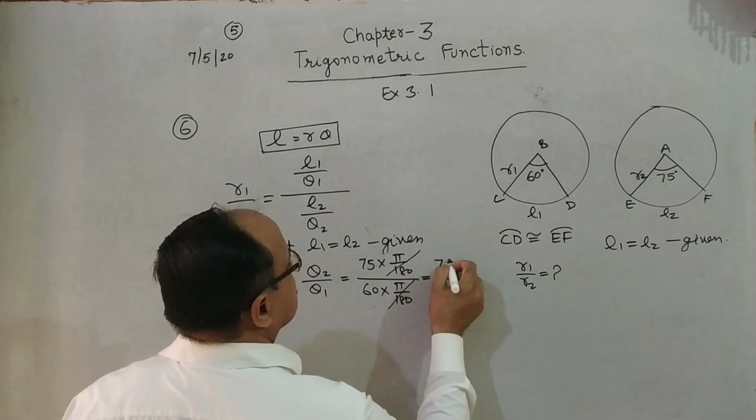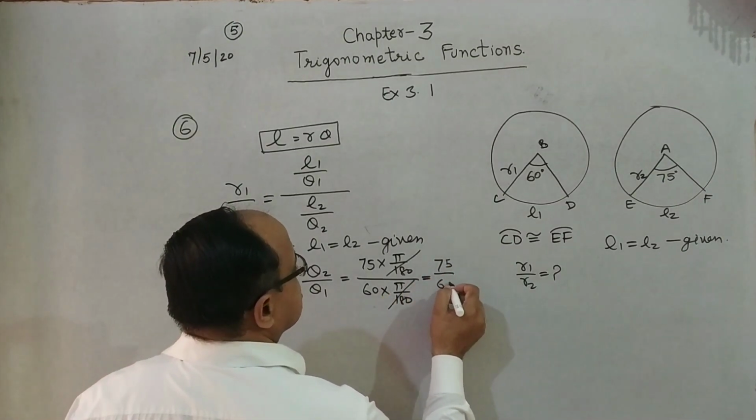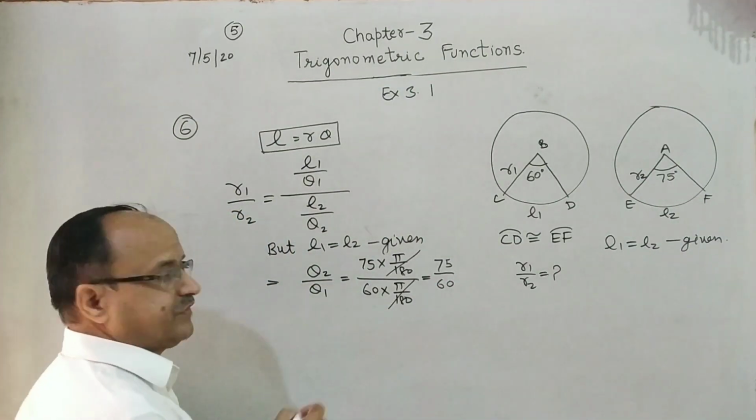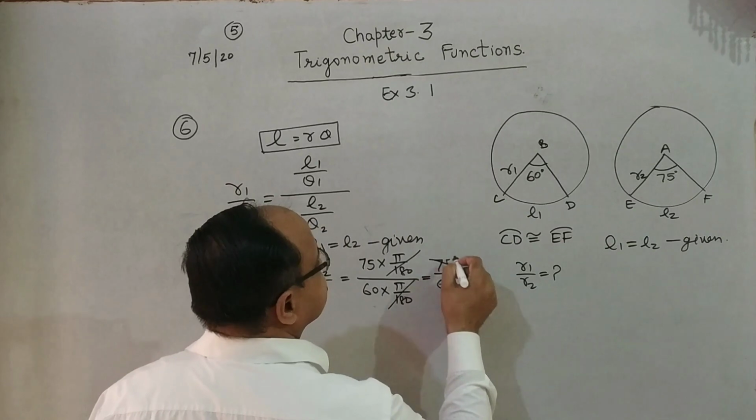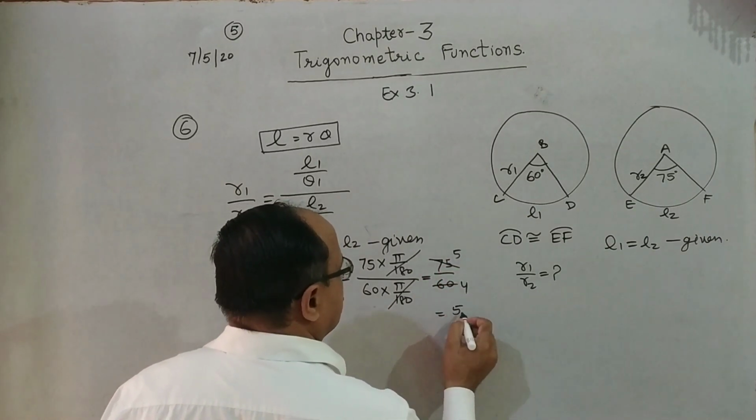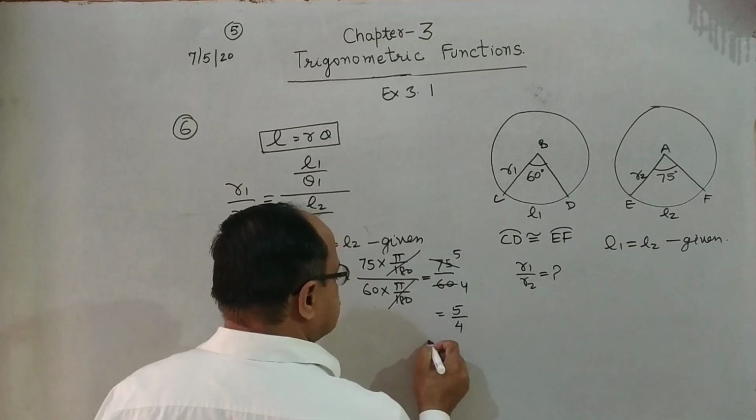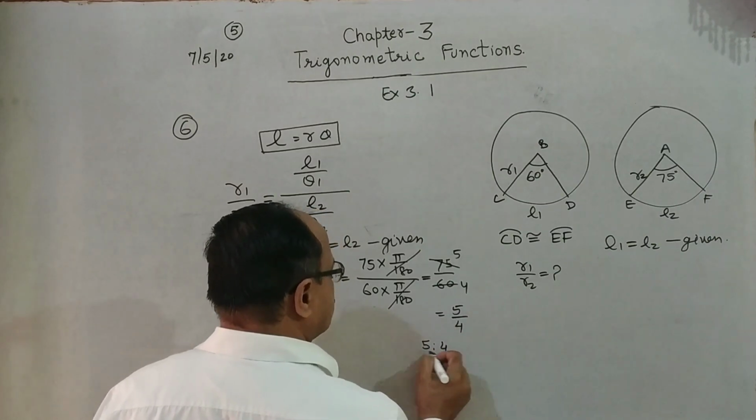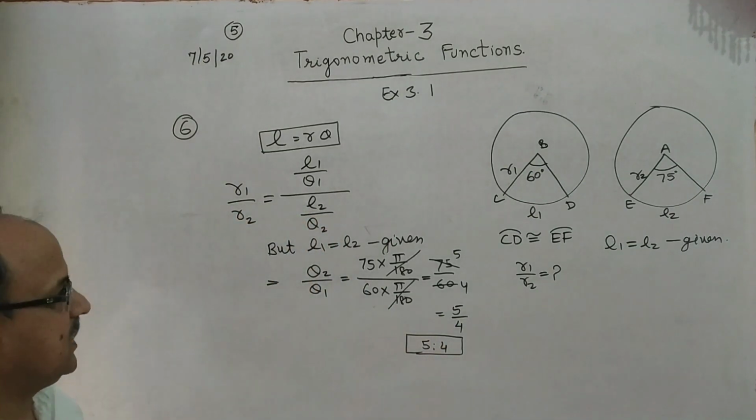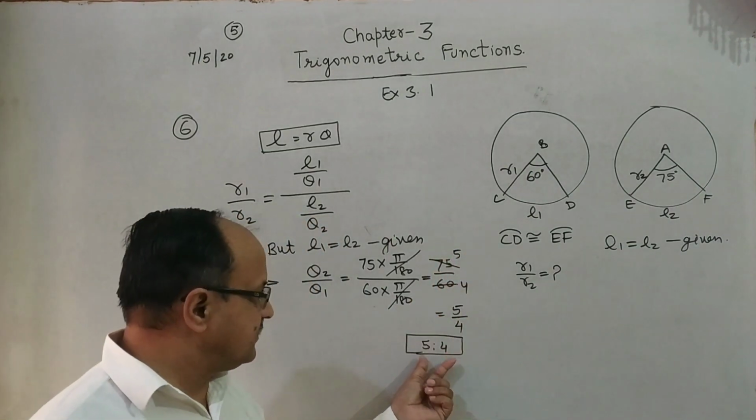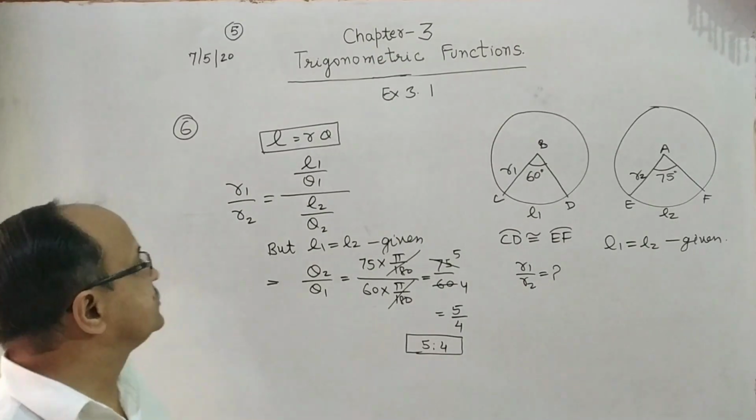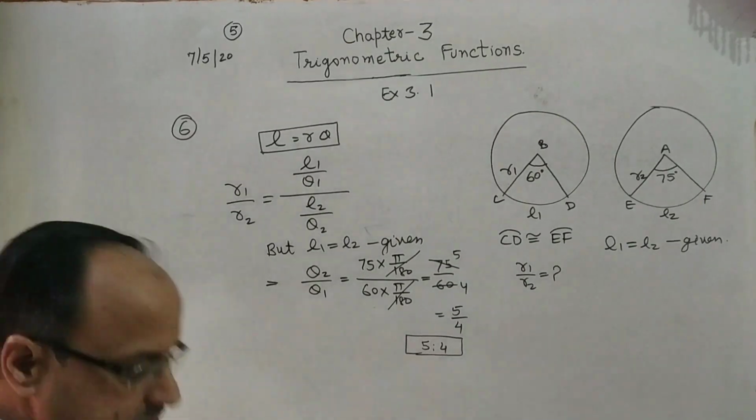Therefore, 75 by 60. Now you can cancel with the help of the table of 15. 15 fives are 75 and 15 fours are 60. The answer of this question is 5:4. Correct? It means you can say the ratio of their radii is equal to 5:4. This is question number 6.